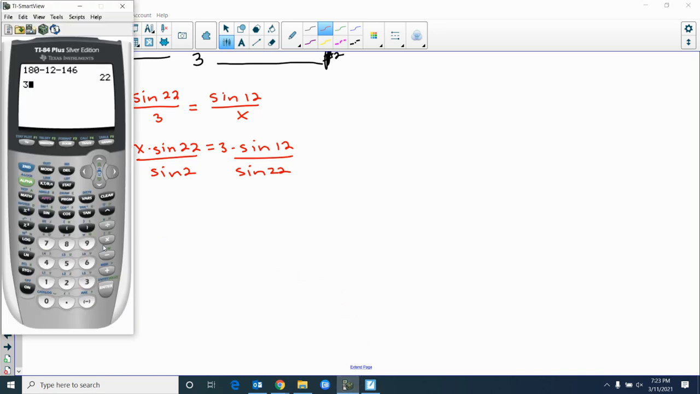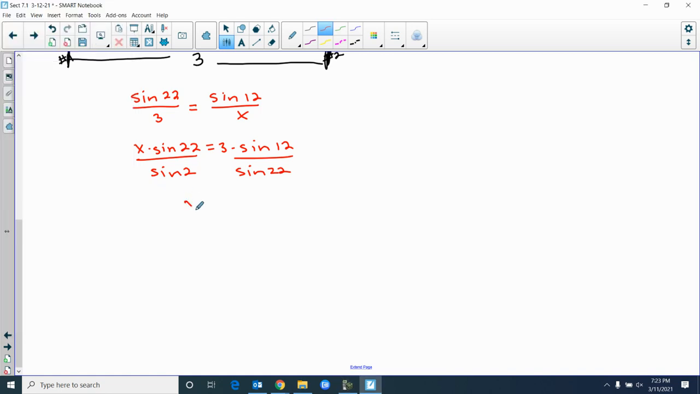And what do I get? 3 times sine of 12 divided by sine of 22 equals. And I get, and I'm going to round that to the nearest tenth, 1.7.